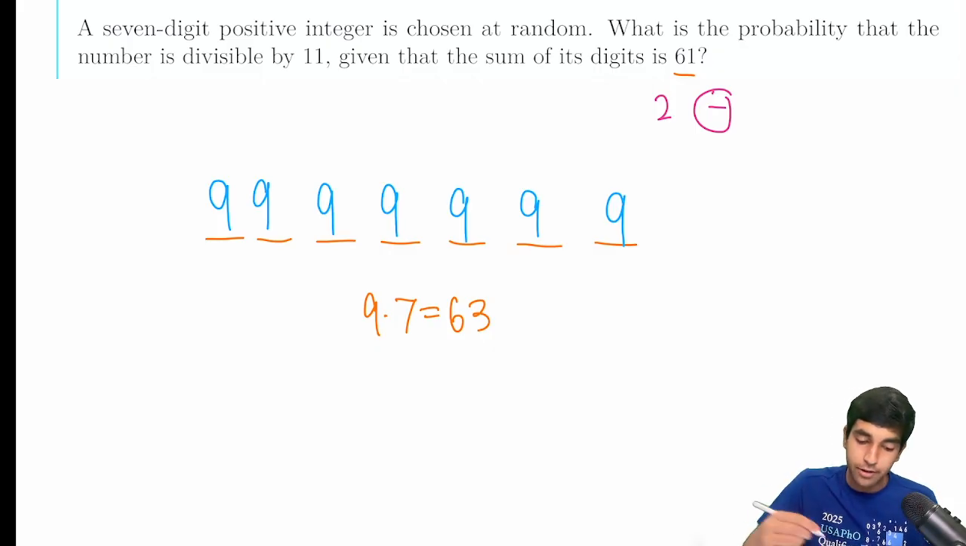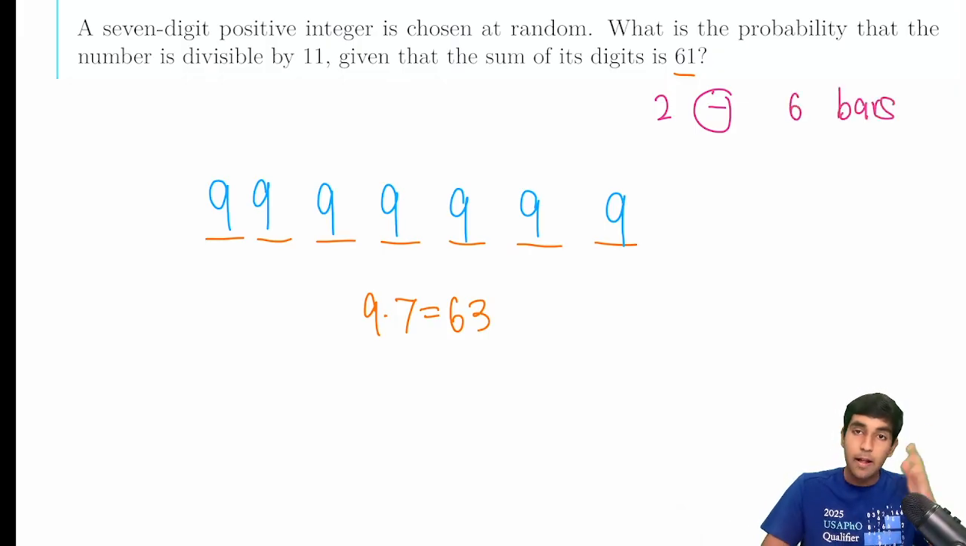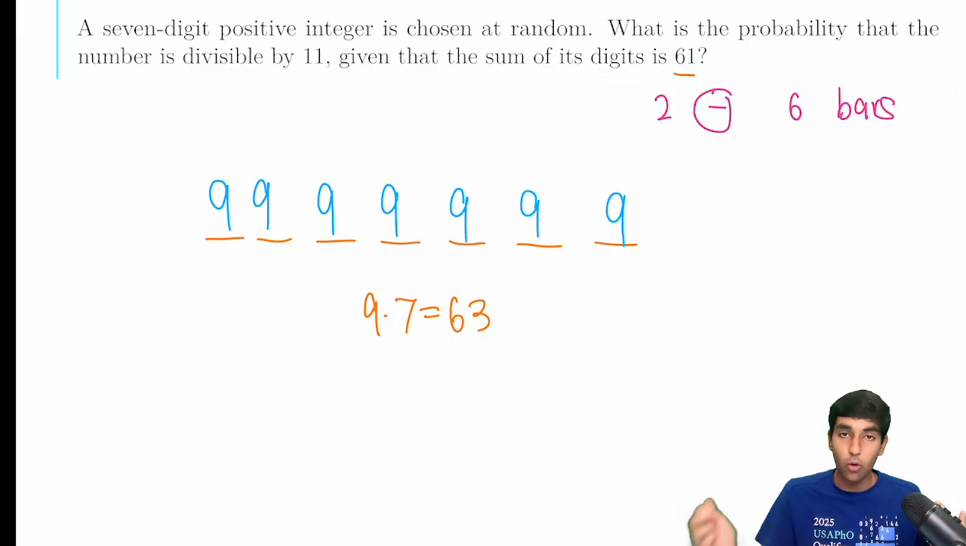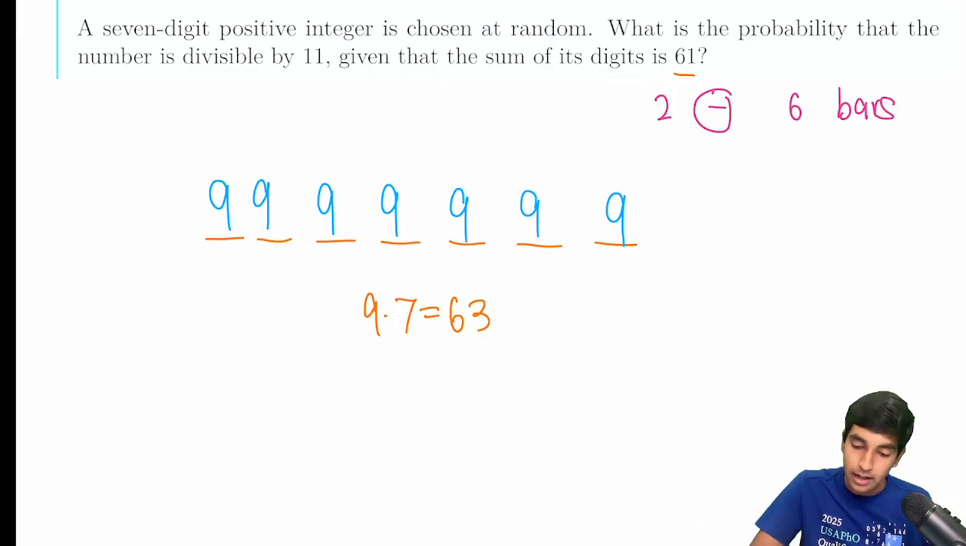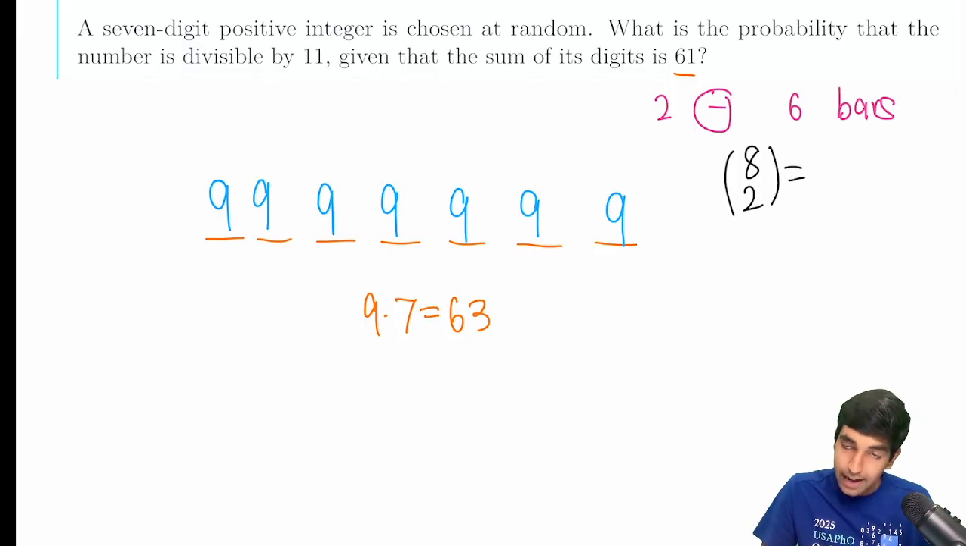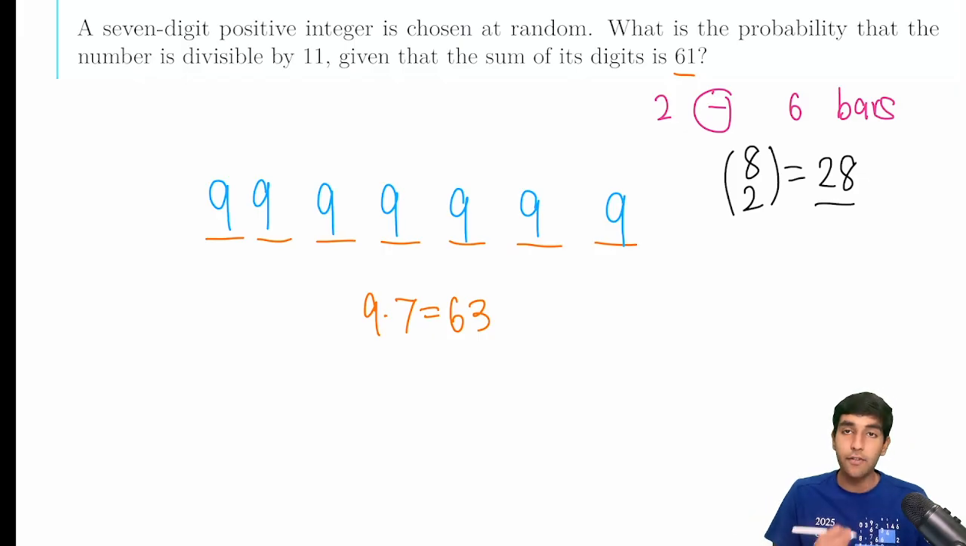We have 7 different buckets, essentially, we're assigning it to. So we have 6 bars, right? Because 6 dividers for our 7 total things we're distributing to. So our total number of ways is 8 choose 2, or 8 times 7 over 2, that's 4 times 7, or 28. So we've got 28, this is the total number of ways to have a sum of digits of 61.